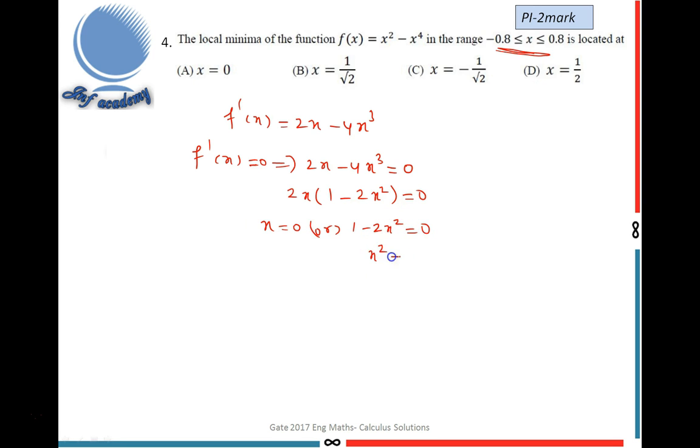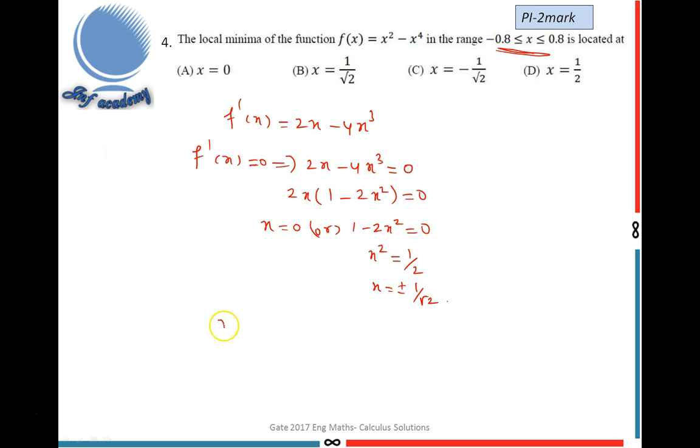That is x square equal to 1 by 2, x equal to plus or minus 1 by root 2. So the critical points are 0, 1 by root 2 and minus 1 by root 2. Next, I find the value of f at the critical points and the end points.